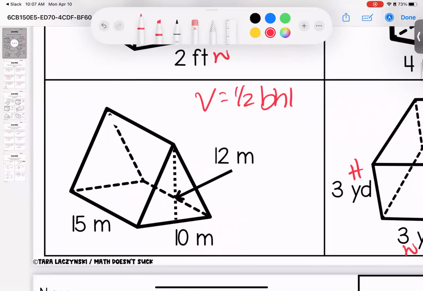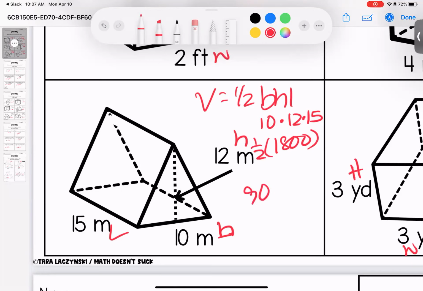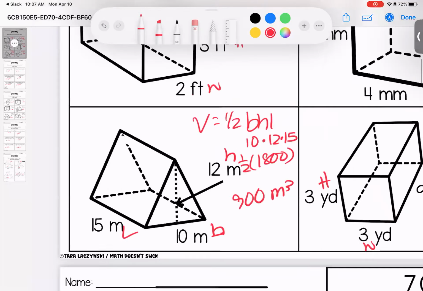And then the last one, 1/2 of the base times the height times the length. So we have a base of 10 times a height of 12 times a length of 15. So do that part first. 10 times 12 times 15 gives us 1,800, but I have to cut that in half, which gives me 900 meters cubed.